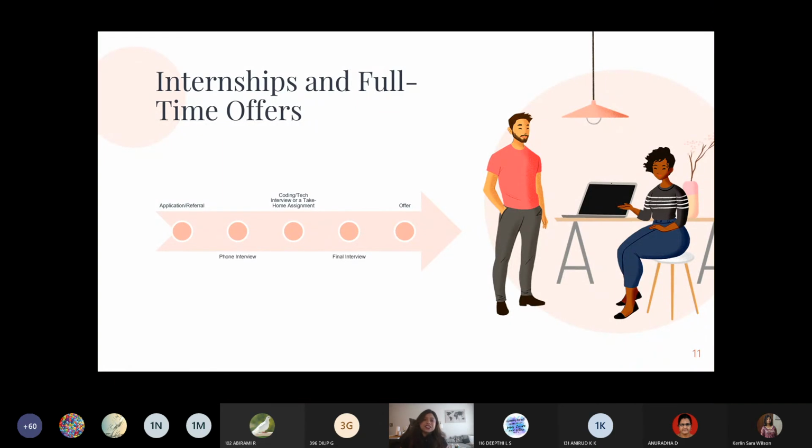So coding tech interview, coding can be on-site or online. So if it's because of COVID, it's online.